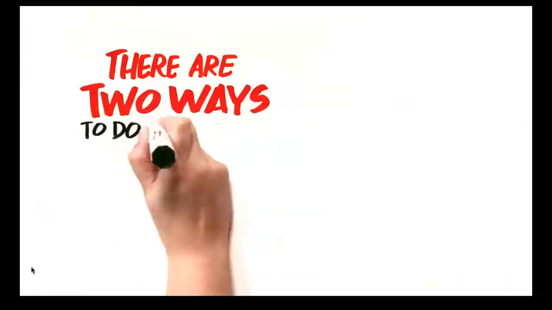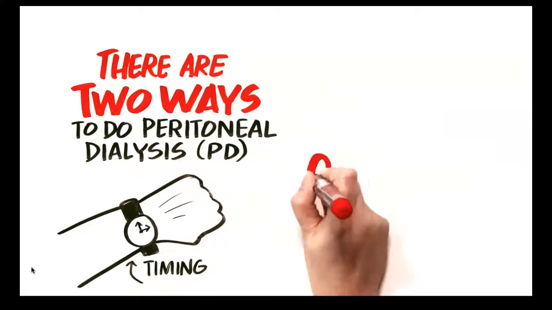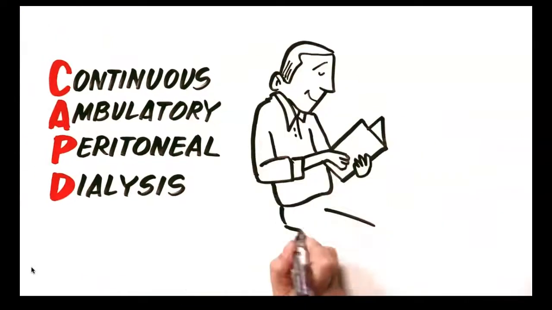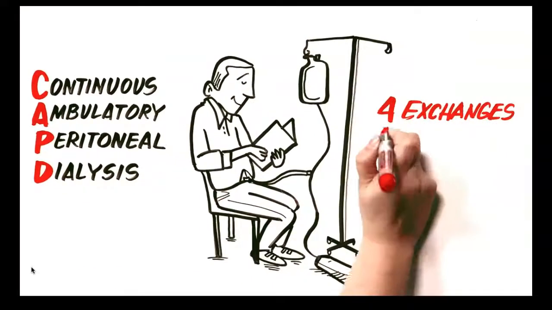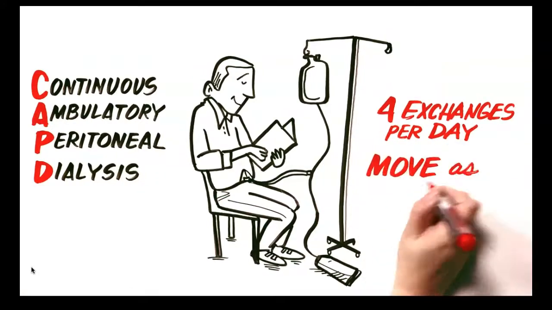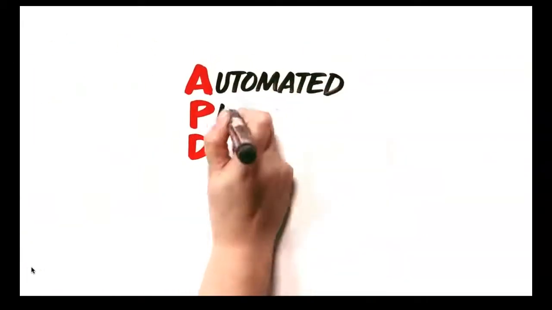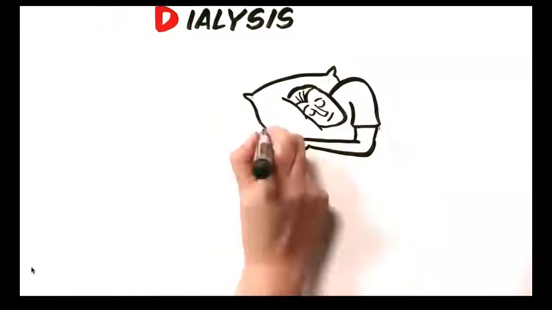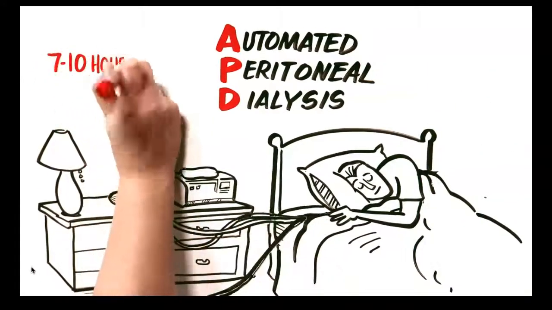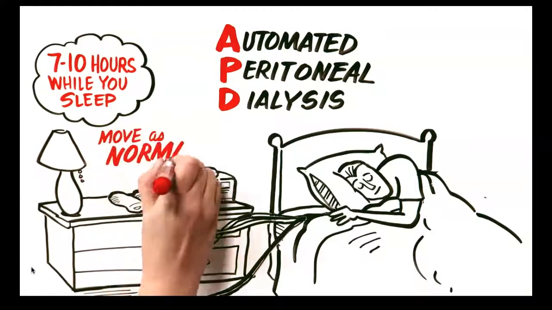There are two ways to do peritoneal dialysis. This has to do with the timing of the exchanges. First we have continuous ambulatory peritoneal dialysis, or CAPD. Typically this means 4 exchanges that you perform yourself every day using bags of dialysis fluid. During the time between exchanges you can move about as normal. Secondly, we have APD, or automated peritoneal dialysis, where a machine that you set up just before going to bed does the exchanges for you at night for 7 to 10 hours while you are asleep. During the day, you might have some fluid in your abdomen, but you are free to move about normally.